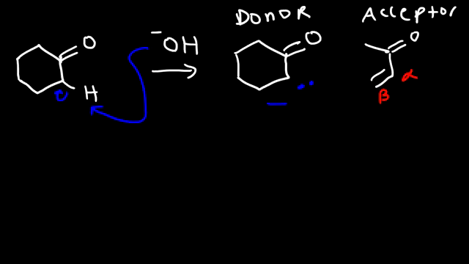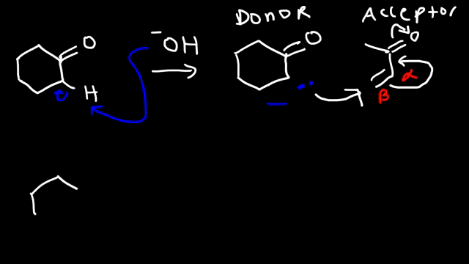Now, it's important to understand that the Michael donor, in this case the enolate ion, can attack at the beta carbon, giving us the Michael reaction, or it can attack at the electrophilic carbonyl group. But in this video, we're going to focus on the attack at the beta carbon, which will lead us to the Robinson annulation reaction. So once the enolate ion attacks the beta carbon, then these pi electrons will move here, causing the pi bond between the carbon and the oxygen to break.